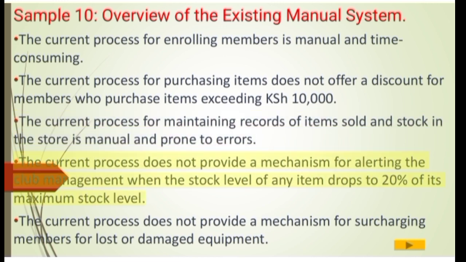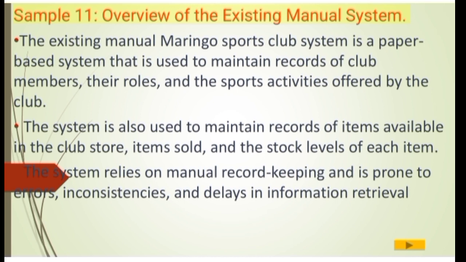The current process does not provide a mechanism for alerting the club management when the stock level of any item drops to 20% of its maximum stock level. The current process does not provide a mechanism for surcharging members for lost or damaged equipment. Sample 11. Overview of the existing manual system.